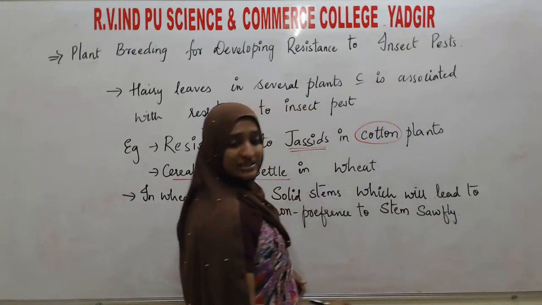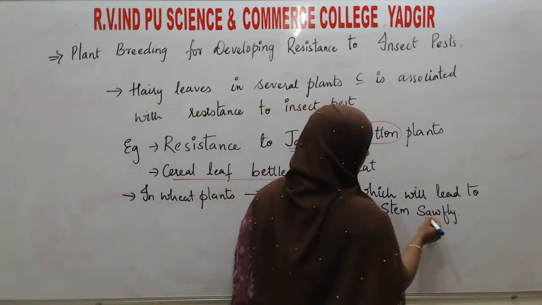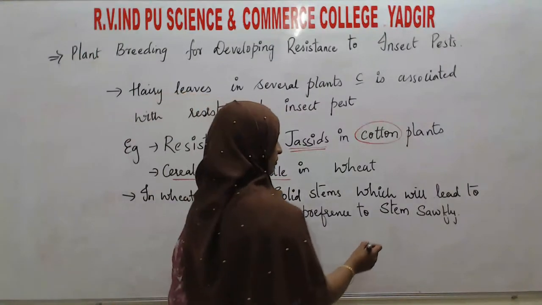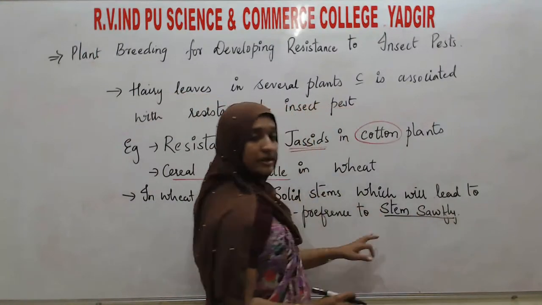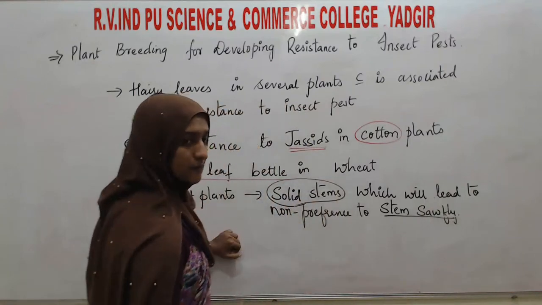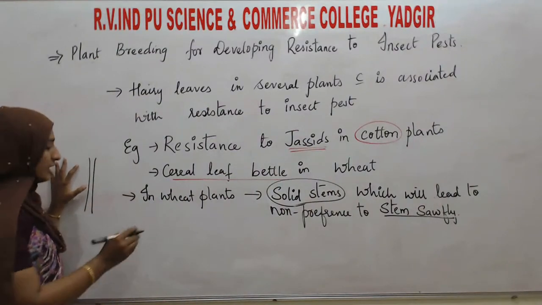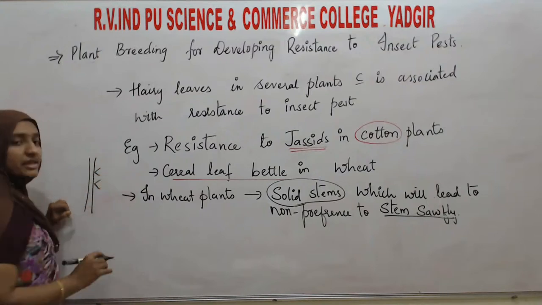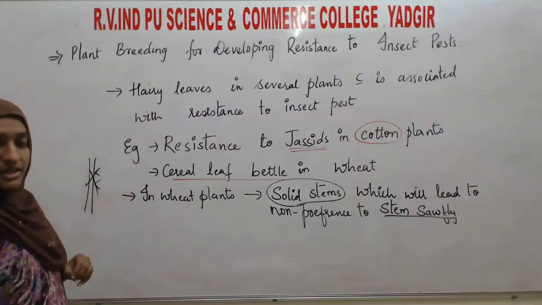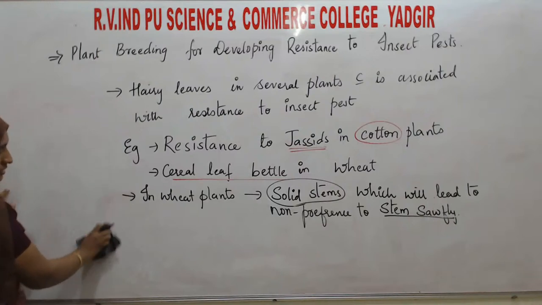This is also one name of an insect, stem sawfly. Here, this type of insects are not going to destroy the wheat which is having solid stems, thick stems in the wheat plant. If the stem is thicker, then these stem sawflies will not destroy it. Okay, they are not going to destroy it. If the stems are thinner, then they will cause damage.